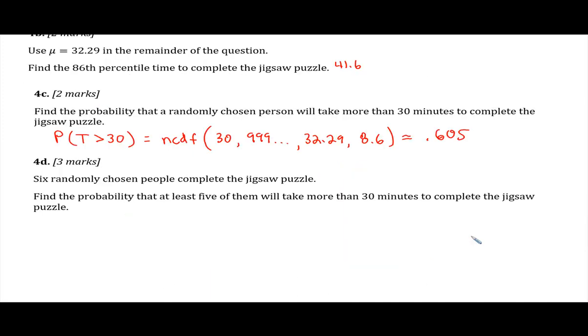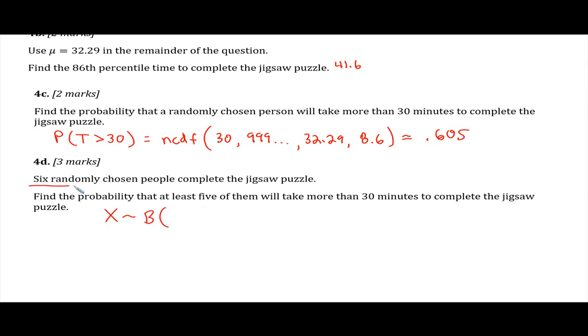Okay, so let's take a look at the next part here. 4D: 6 randomly chosen people complete the jigsaw puzzle. Find the probability that at least 5 of them will take more than 30 minutes to complete the jigsaw puzzle. When you read this question, you have to recognize right away that this turns into a binomial distribution type question, where let's say capital X is binomially distributed.